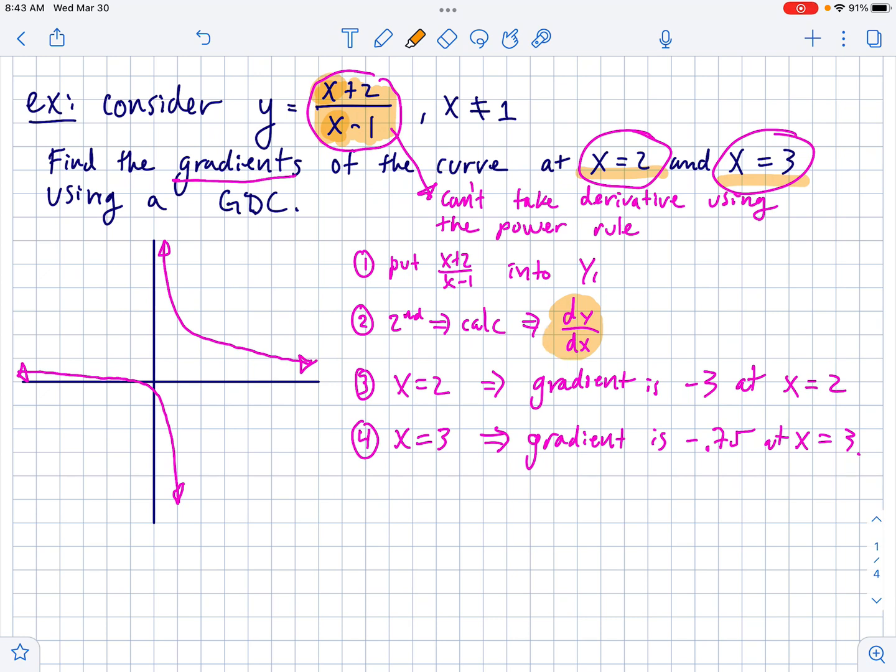So feel free to use this magic dy dx button to check answers and things. I will expect you to do certain things by hand, but it will be very explicit in the instructions about when I want you to use the calculator and when I don't.